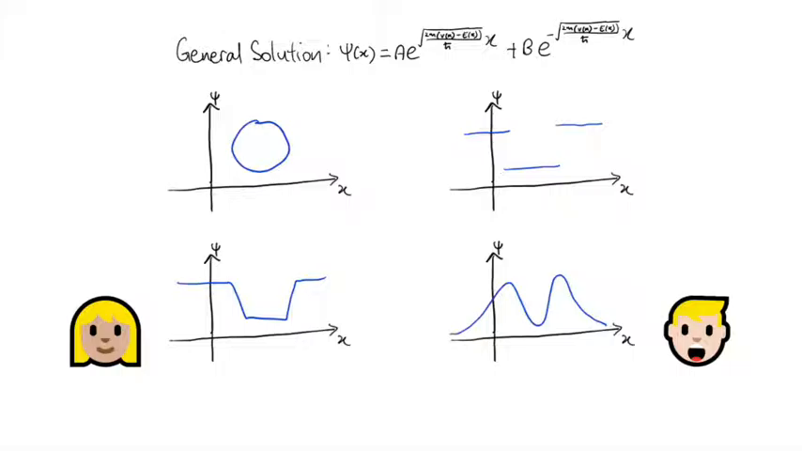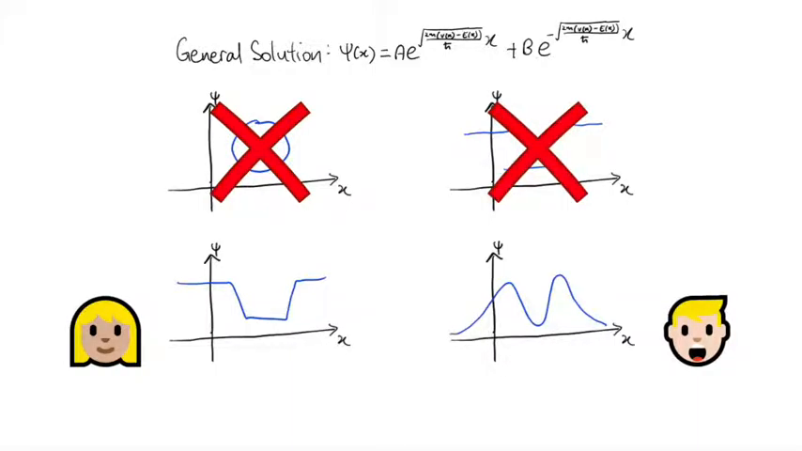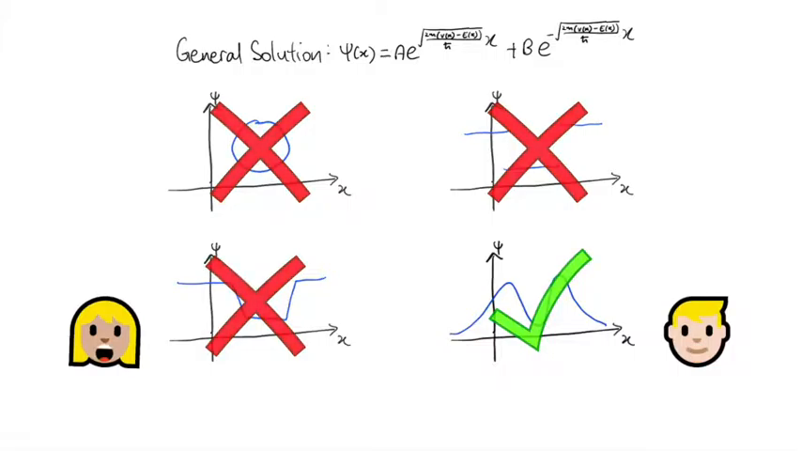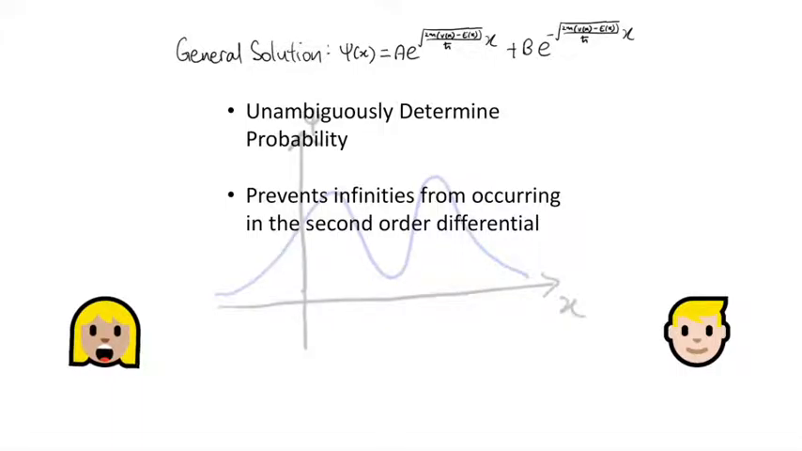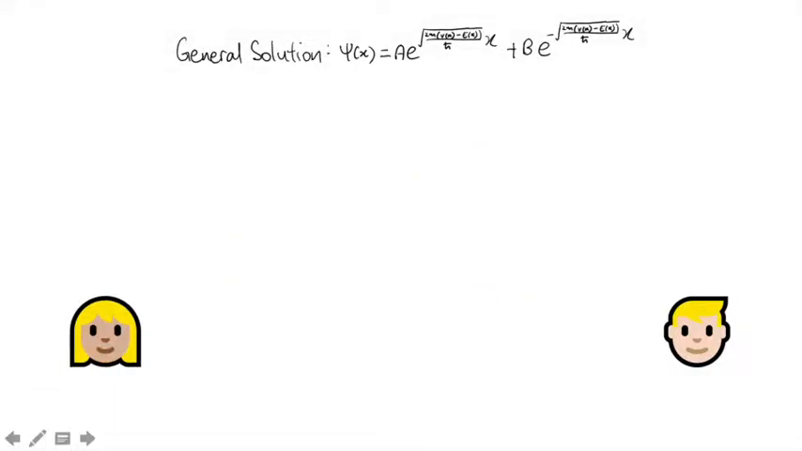The wave function also needs to follow some mathematical constraints. The function must be single-valued for each position x, must be continuous with no breaks in the line, and must have a continuous first derivative with respect to x. This is to ensure that the probability of finding the particle at any point in space can be unambiguously defined, and that other physical quantities may be calculated from the wave function. This also prevents infinities from occurring in the second-order differential, which would imply that the energy approaches infinity.